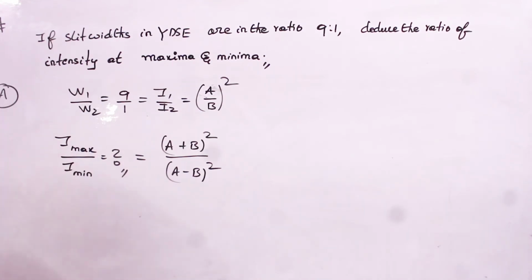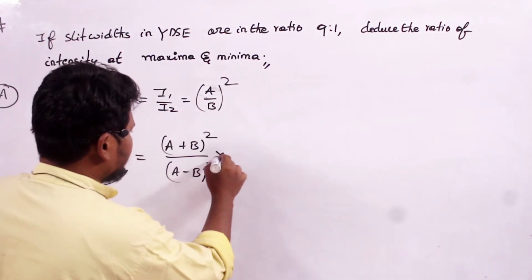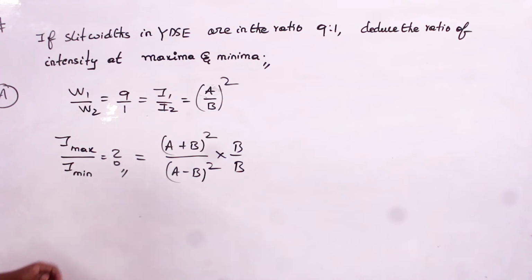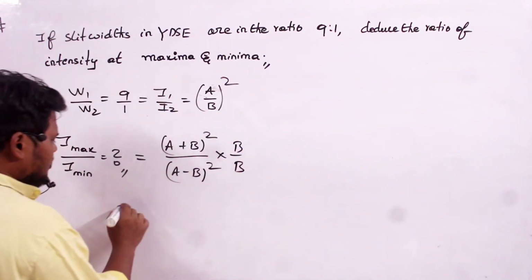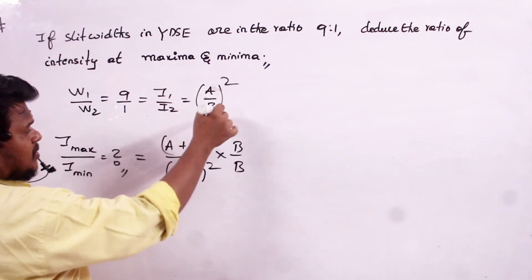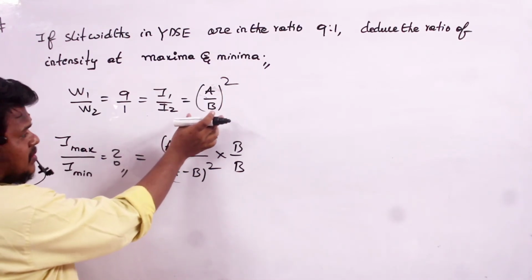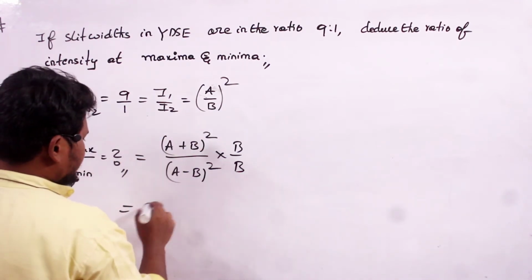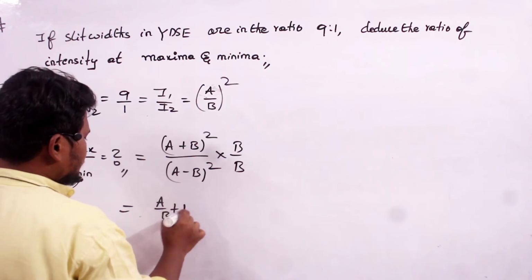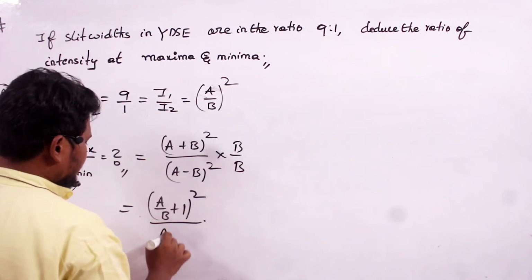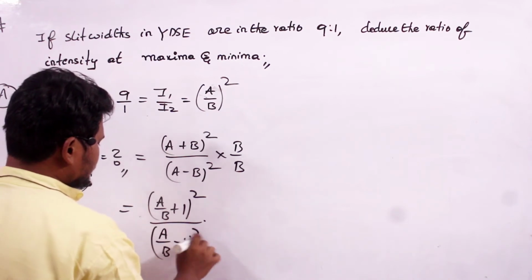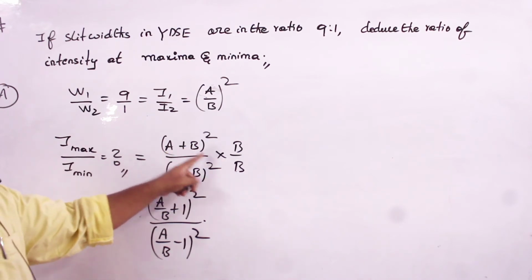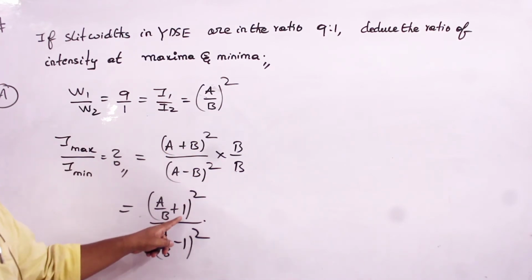Okay, so do one thing, divide completely by b by b. If I divide by b, nothing will happen, no? So this equation converts into the form of a by b, because I know the value of a by b only. A by b value is 3:1, no? Are you able to understand? So how can I write this? a by b plus 1 whole square divided by a by b minus 1 whole square, that's all. A by b is a by b, b by b is 1. Clear, no?